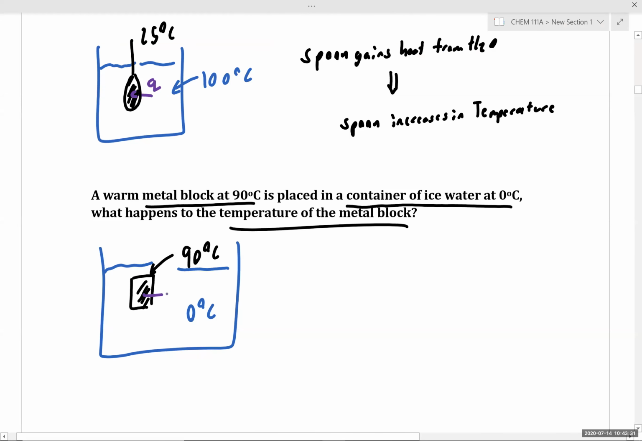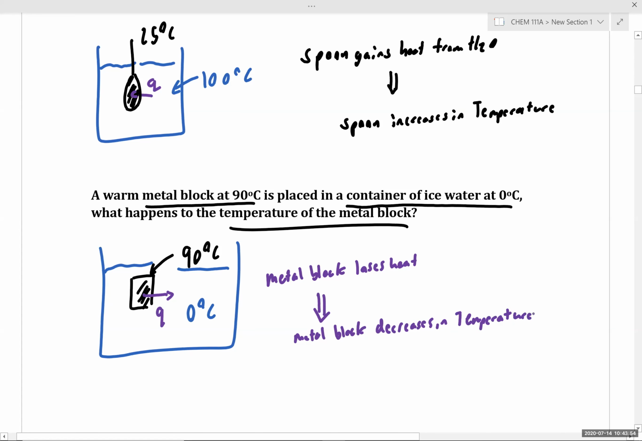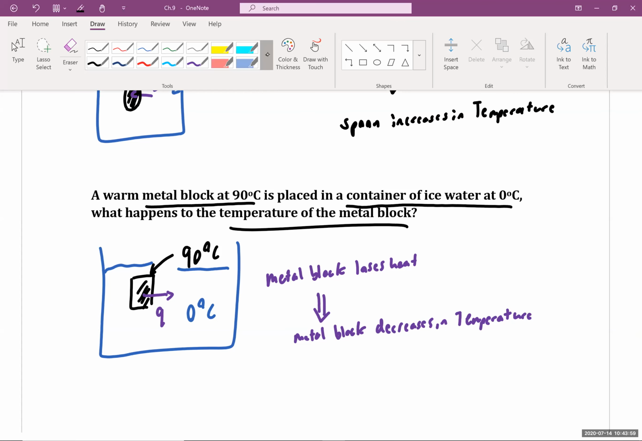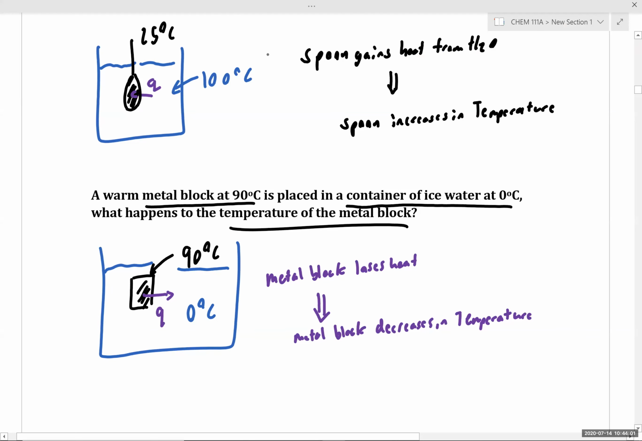It'll decrease because our metal block loses heat, and in turn, the metal block decreases in temperature. So we're slowly starting to develop this method of tracking heat gained or lost by different components of our system.